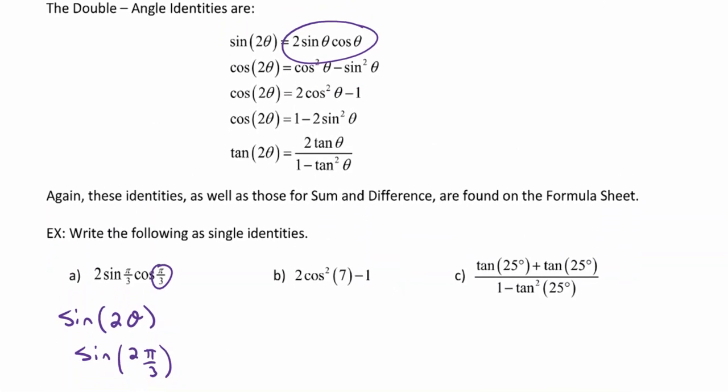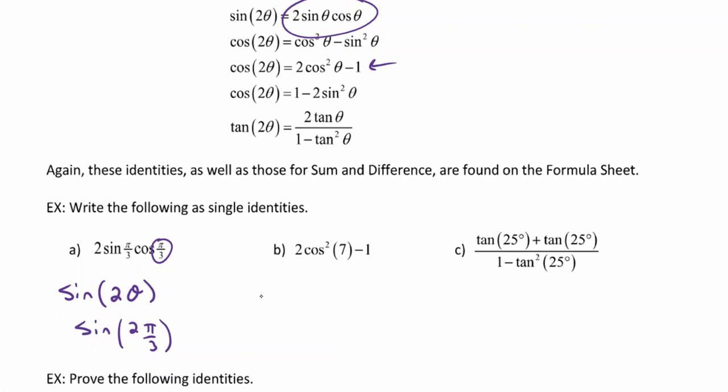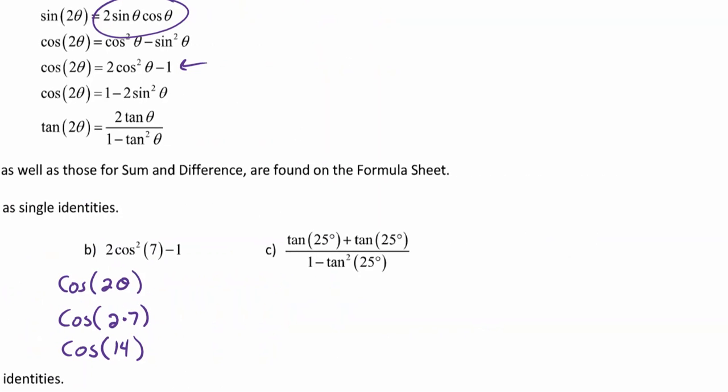Okay, let's see again. So now we've got 2 cos squared of 7 minus 1. So now I'm trying to match this one up again too, right? And again, it looks just like that one, doesn't it? So this would be the same thing as cos 2 theta, and then that would be cos 2 times, and my angle here was 7, so times 7. So this would be the same thing as cos 14. All right.